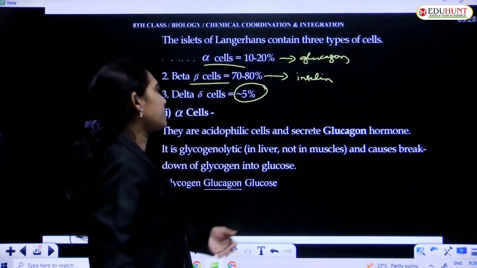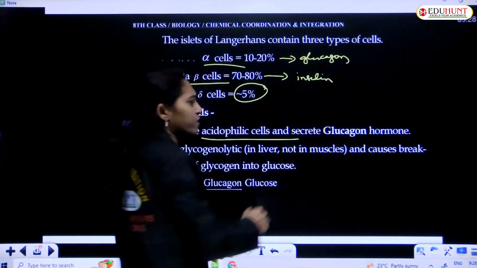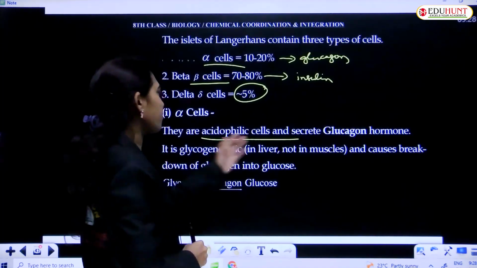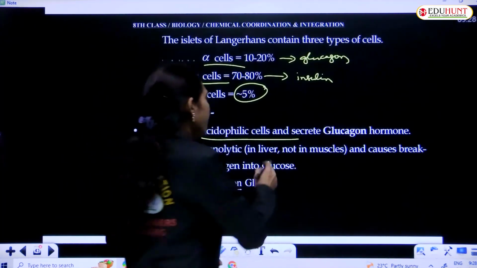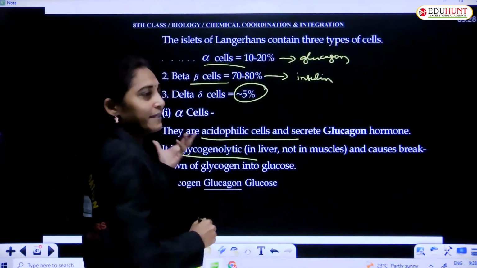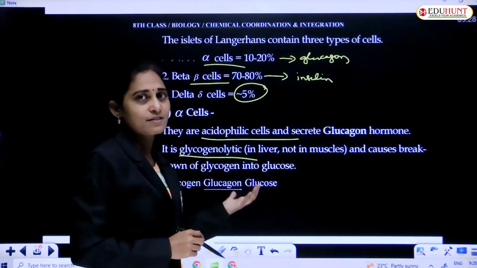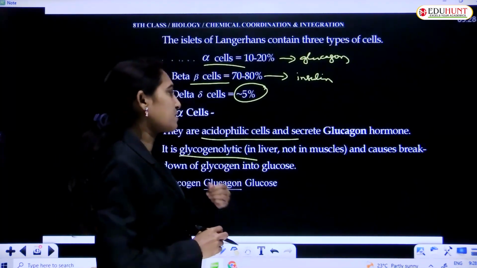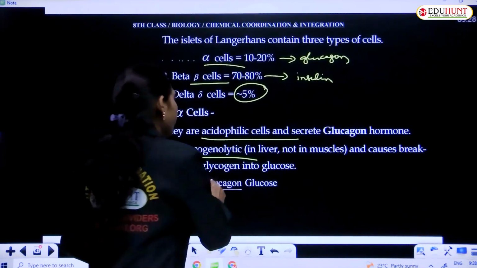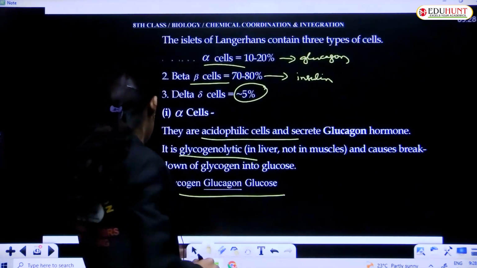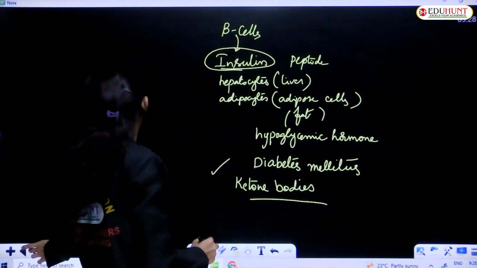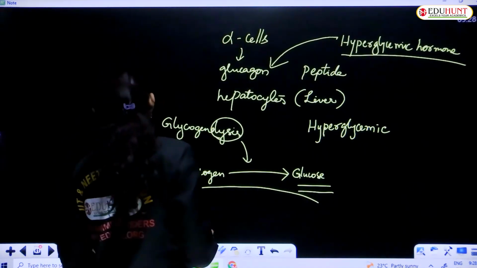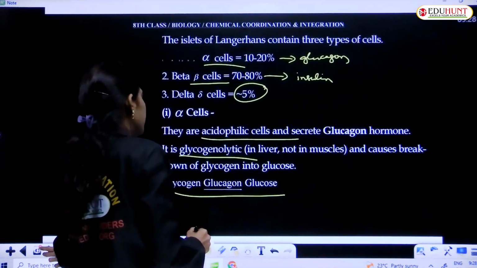Alpha cells are acidophilic cells and are responsible for the production of glucagon hormone. Just now we have discussed, it is glycogenolytic, that is, glycogenolysis occurs in the liver and not in the muscles, and causes breakdown of glycogen into glucose, which I have shown you. This is called glycogenolysis.